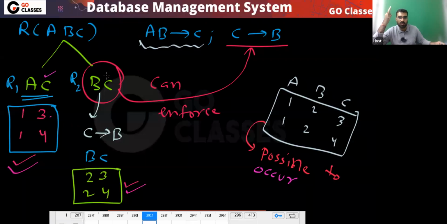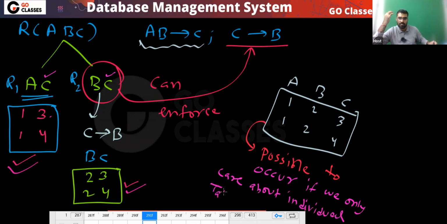Because on the basis of C, you will join them. So this will join with this: 1, 2, 3. And this will join with this: 1, 2, 4. So this data is possible to occur if we only check individual tables. If we only check individual tables, this data is possible to come. Now, is this crystal clear? Please tell me.